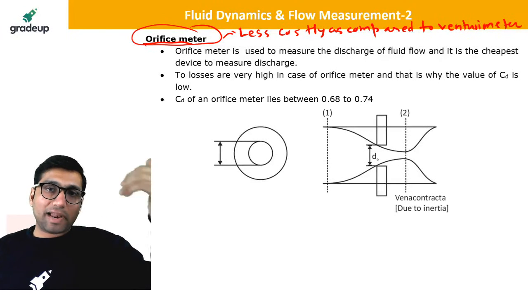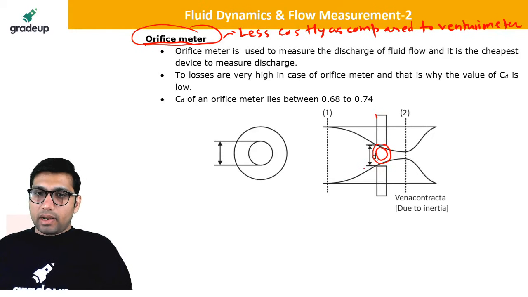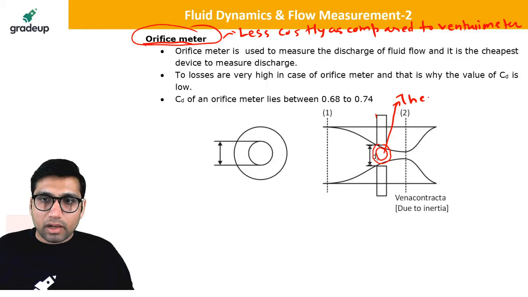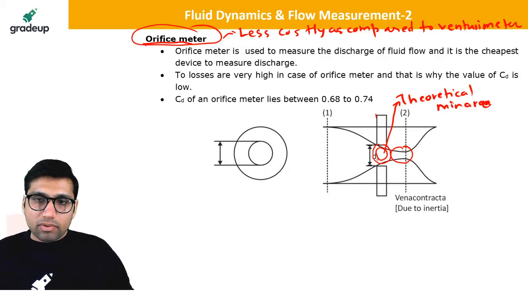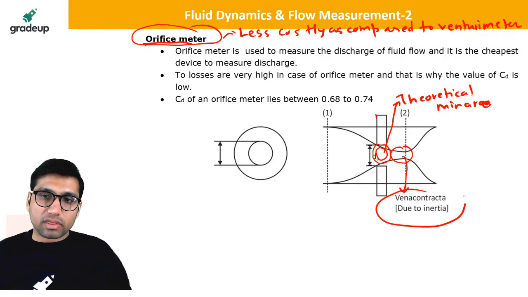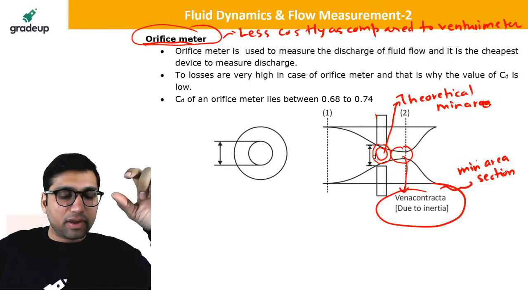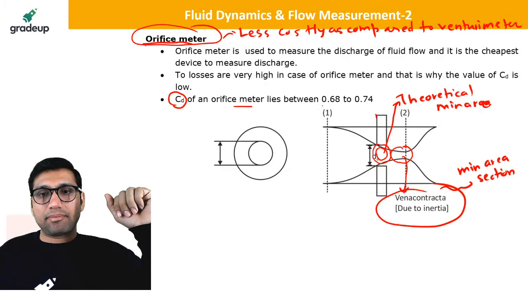That is also called an orifice meter. So it simply consists of a flat plate inserted inside the pipe like this. This is a flat plate with a circular cavity, which is also called the orifice. Because of this small orifice, we think that this is the theoretical minimum area, but it is not, because just after the orifice there is a section which is called the vena contracta section, also called the minimum area section. That section after the orifice, which has the minimum area, is called the vena contracta. Now, the coefficient of discharge for the orifice meter lies between 0.68 and 0.74.